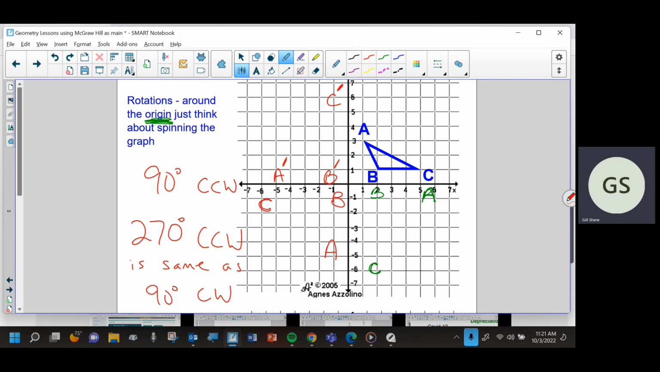Oh, we didn't put the actual points. So now let's do the actual points. So I'm going to get rid of all of that. Is anybody still writing? Still writing?